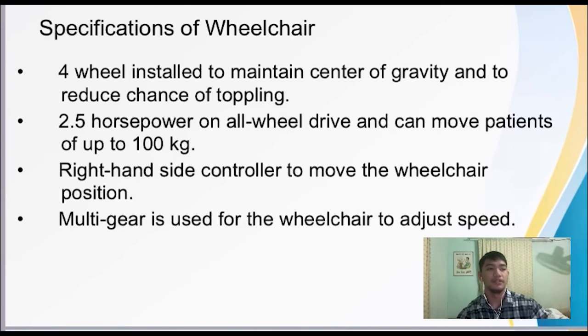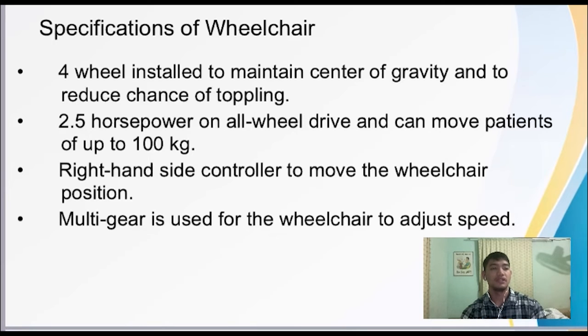There are 4 wheels installed to maintain the center of gravity and to reduce the chance of toppling. The wheels have the same diameter for all 4 wheels. This is to make sure that the center of gravity is at the center of the wheelchair, so that there is a lower chance of toppling when a patient is using the chair. Secondly, the wheelchair has 2.5 horsepower on all-wheel drive and can move patients of up to 100 kg.